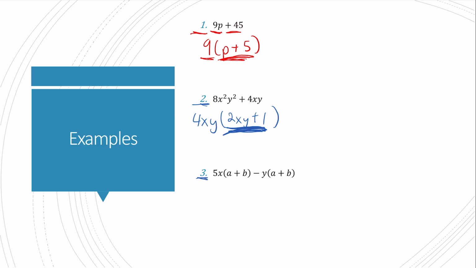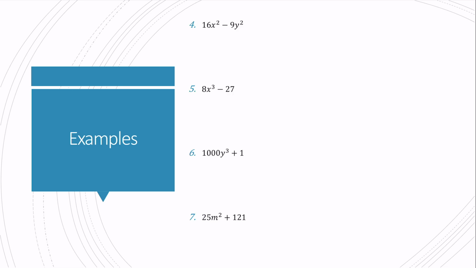Example 3, believe it or not, this has two terms. The greatest common factor is this a plus b. So I pulled this out. And that leaves me with 5x minus y. So now this one is fully factored, and I don't have to do anything else. Example 4, I have 16x squared minus 9y squared. This is a difference of squares. So I'm going to have 4x minus 3y times 4x plus 3y when it's fully factored.